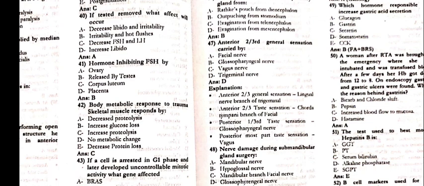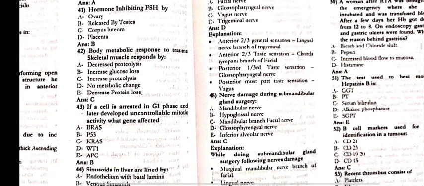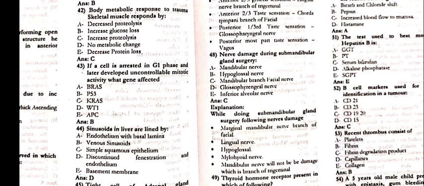41, the hormone inhibiting FSH is released by the testes. 42, the body's metabolic response to trauma, skeletal muscle responds by increased proteolysis. If a cell is arrested in the G1 phase, it later develops uncontrollable mitotic activity. What gene is affected? That is the P53.